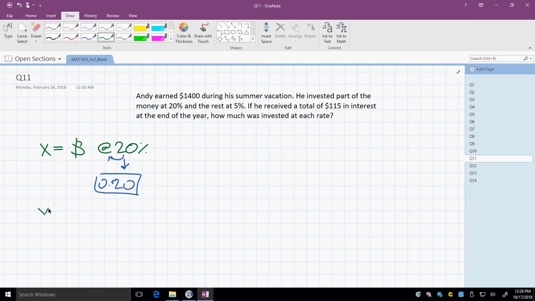And then we have another amount of money that was invested at 5%. And we're going to move the decimal again twice to the left. So that is going to give me 0.05.